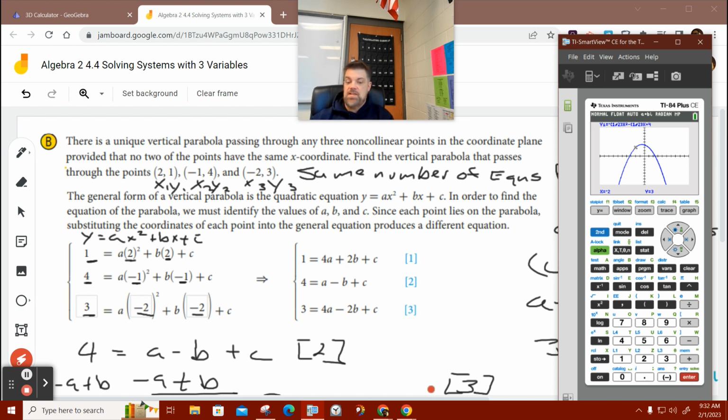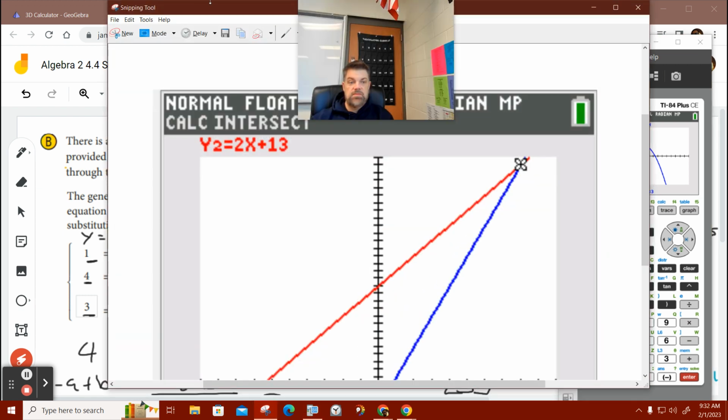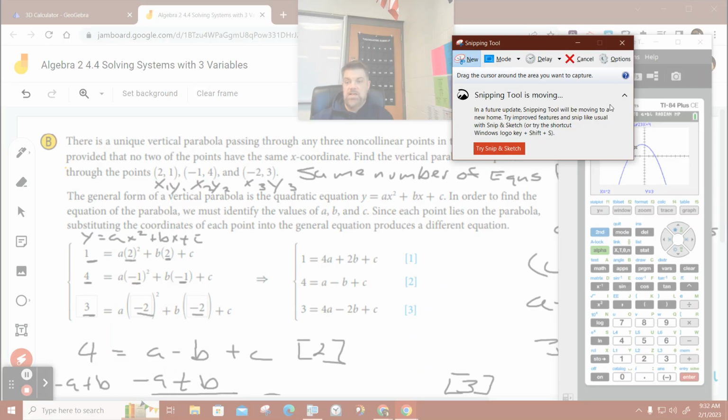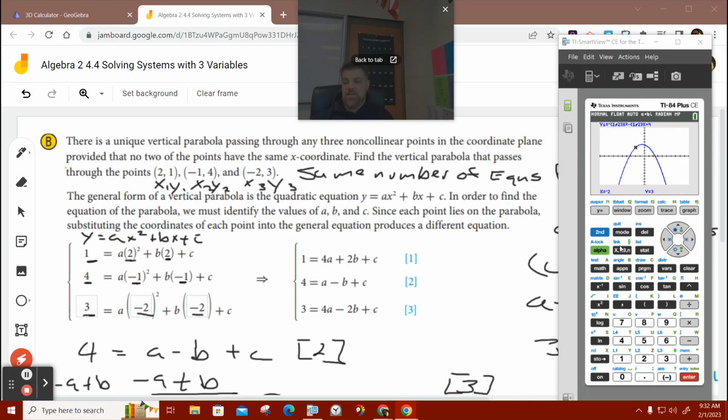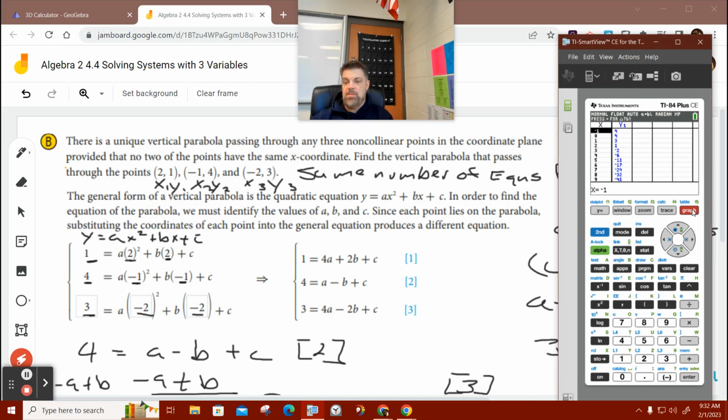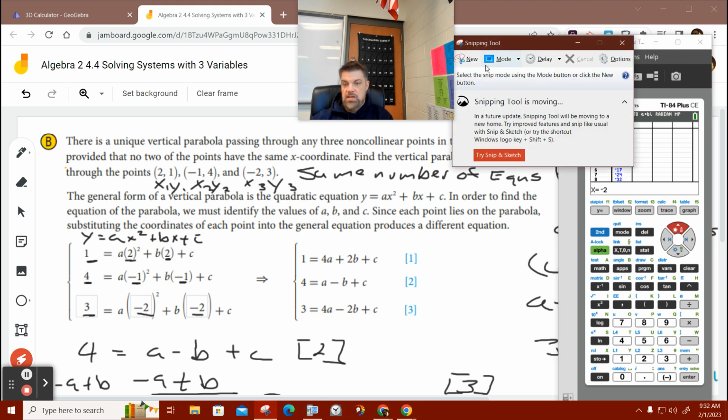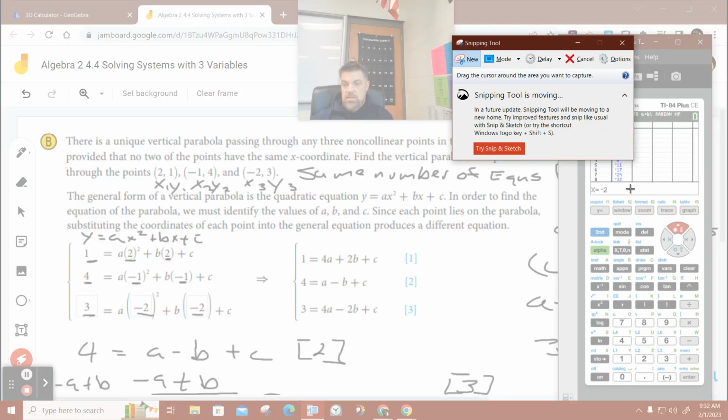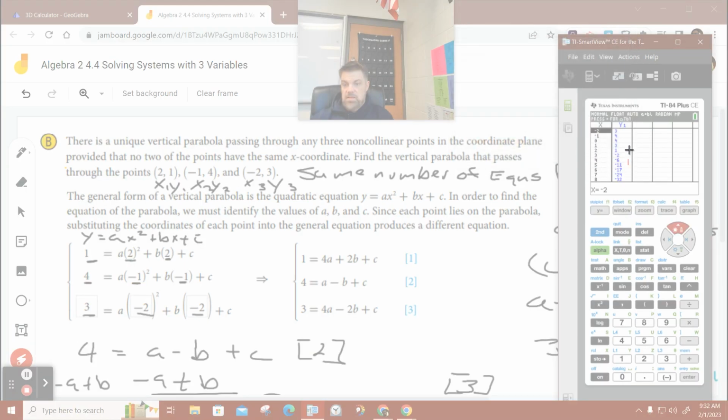Does that make sense? Now, another way you could do this too is to check the table of values. So if you hit second table, our lowest value is -2. So we go from -2 to 2. Let me zoom in on that. So we got these values here.